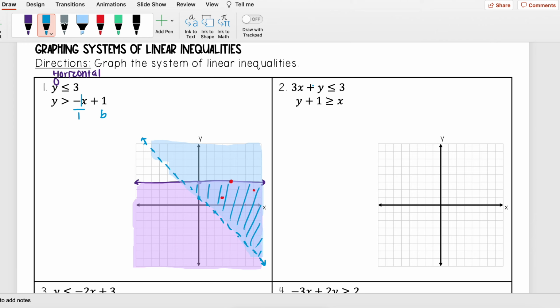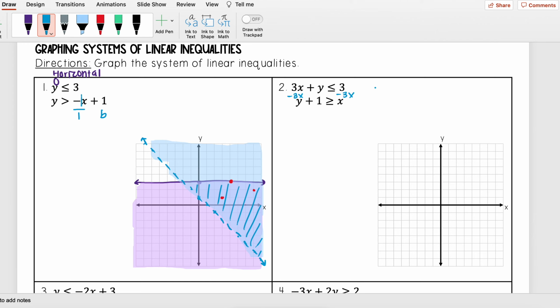And so this isn't in slope-intercept form. There's a couple of different ways that you can go about doing that. It is in standard form, so you could find your x and y intercept. I'm going to go ahead and just switch it to being in slope-intercept form because this one's a little bit easier to do.